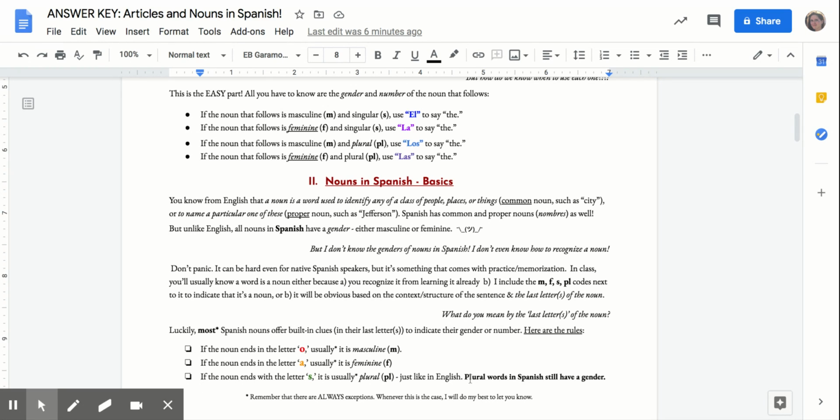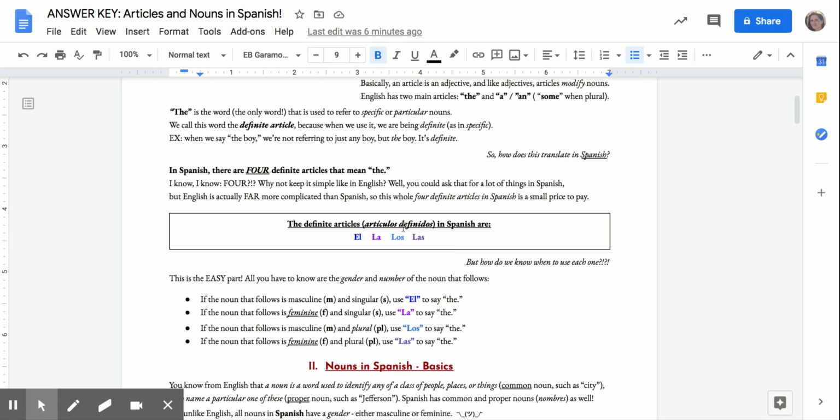And always remember that plural nouns still have a gender. Just because they are plural does not mean they suddenly do not have genders. So that's why we have two different articles in Spanish for plural nouns. One is for masculine plural and one is for feminine plural. So let's go back to this list here.